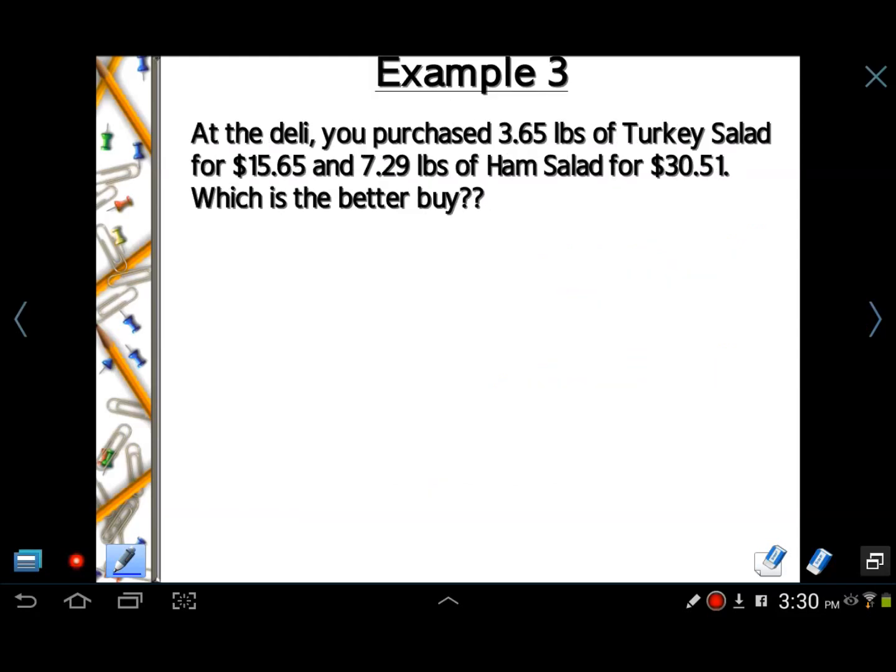Here's another one very much like the last one, and you solve it the same way. I'm going to let you go ahead and do this on your own. You might want to hit pause right now, set it up, divide, compare your prices, and see what you get. Then when you're done, hit play and compare it with my work.